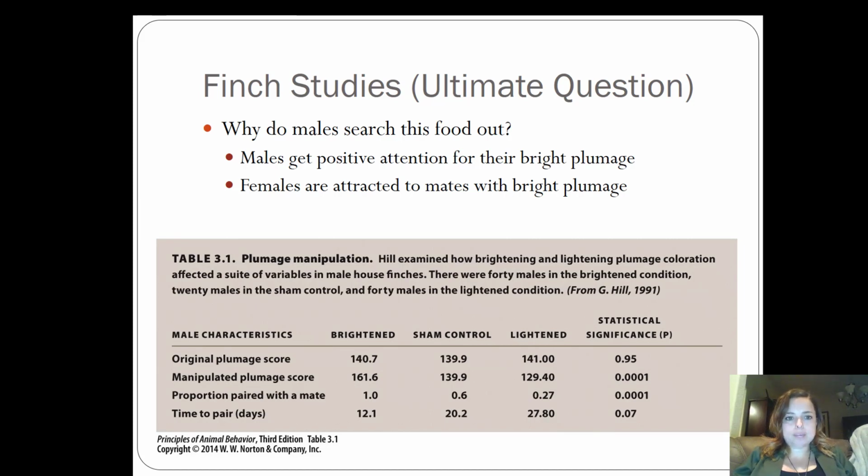If you look down here at table 3.1, this is manipulating plumage. So you have on the left side with the numbers, the brightened plumage, in the middle, the sham control. Sham just means nothing happened. And then lightened on the right side, so we're actually swinging them back in the other direction and making them more light. So we can see what takes place with their scores. So the males in the brighter condition will score more high than the sham, and the shams will score more highly than those that have been lightened. So this is a really nice relationship that we're building here.